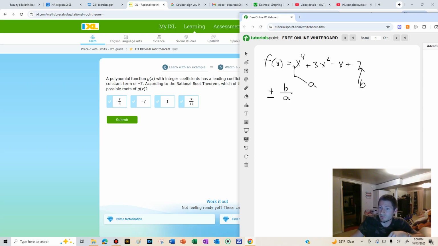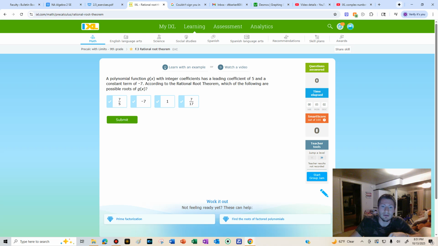So this would be a fairly easy one to figure out, right? Because your only possible roots would be, well, what are the factors of 7? 1 and 7. And then what are the factors of 1? It's 1. So the zeros of this thing could be 1 over 1, 7 over 1, -1, or -7 over 1. Those are the possible real rational zeros you could have. That doesn't mean that there might not be some other imaginary solutions.